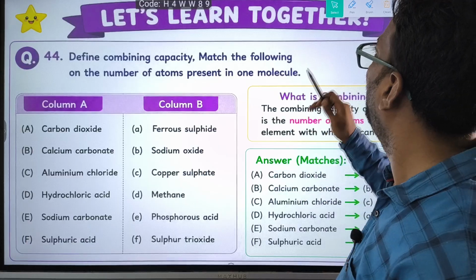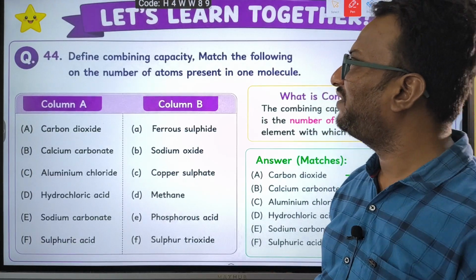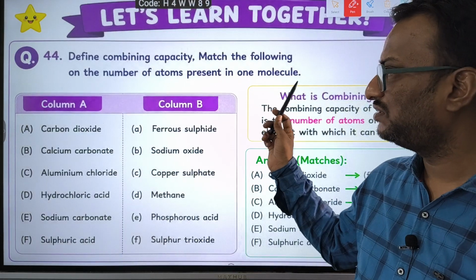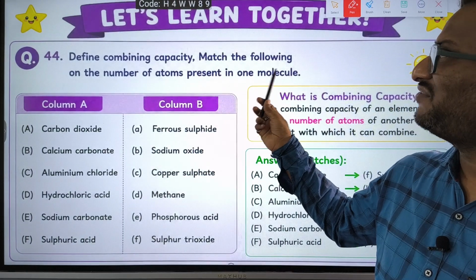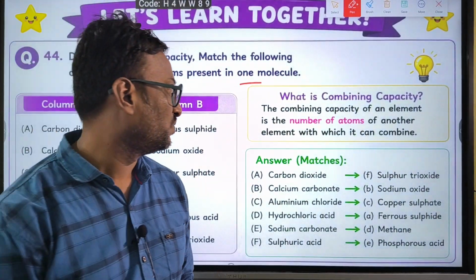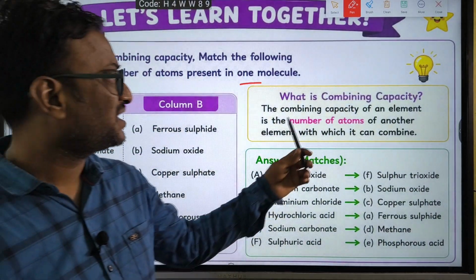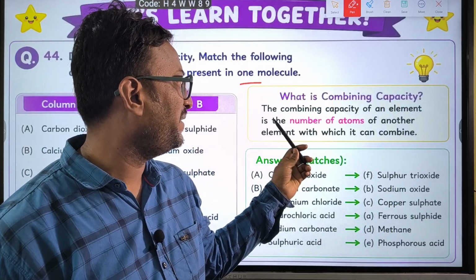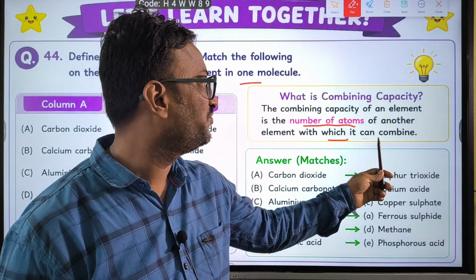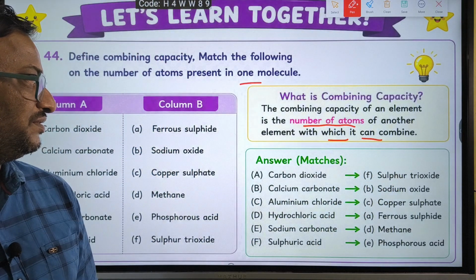Define combining capacity. Match the following on number of atoms present in one molecule. See now, what is combining capacity? Combining capacity of an element is the number of atoms of another element with which it can combine.